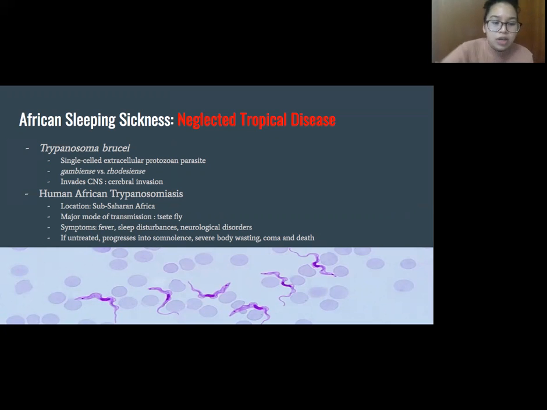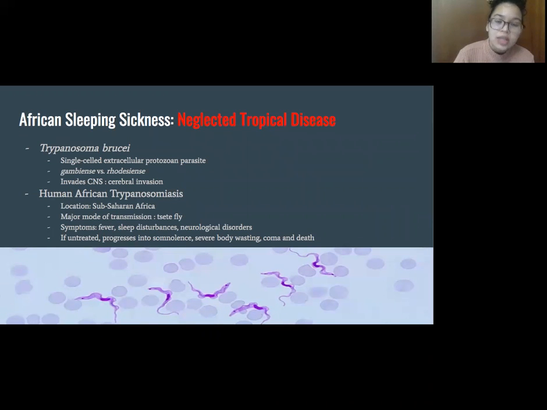It is a single-celled extracellular protozoan parasite with different subspecies causing different forms of HAT. An example is Gambiense, which is the most common form, and the best way to explain it is that it creates slow but chronic symptoms, while Rhodesiense is the opposite, where it creates fast but acute symptoms.